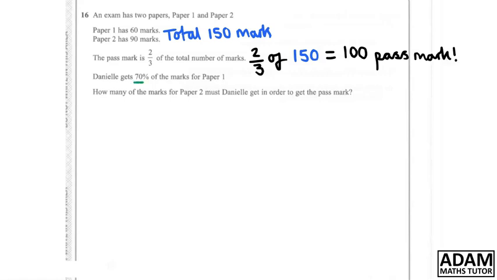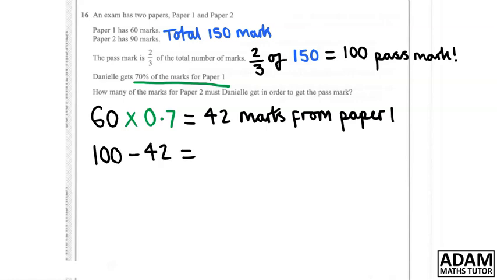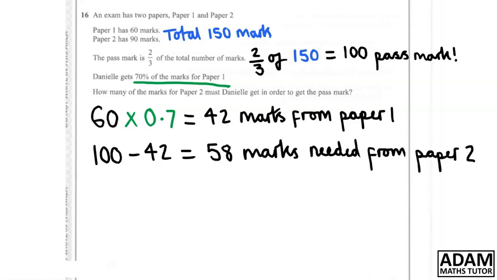Danielle gets 70% of the marks for paper 1. So paper 1 was out of 60 marks, and to work out 70% I can times by 0.7 as a multiplier, and this gives me 42 marks from paper 1. If the pass mark is 100, take away the 42 that she's got from paper 1, and that will tell you how many marks she needs for paper 2.